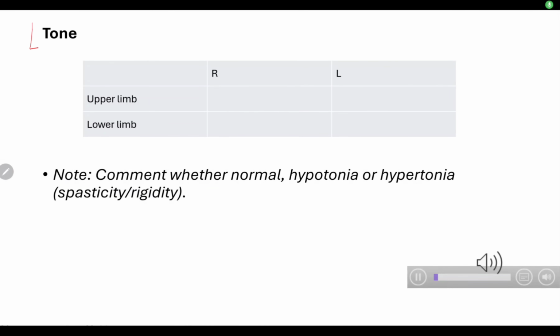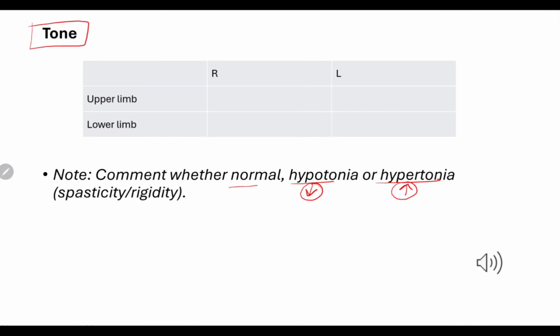Now we move to tone. During a physical exam, you will passively move the joints of both the upper and lower limbs on the right and left sides. Your goal here is to simply document whether the resistance is normal, decreased, that is hypotonia, or increased, that is hypertonia. And we categorize hypertonia into spasticity or rigidity. In our upcoming motor system workshop, you will feel the physical difference between clasp knife spasticity and lead pipe rigidity firsthand.